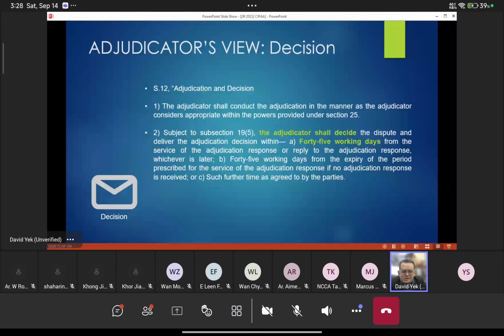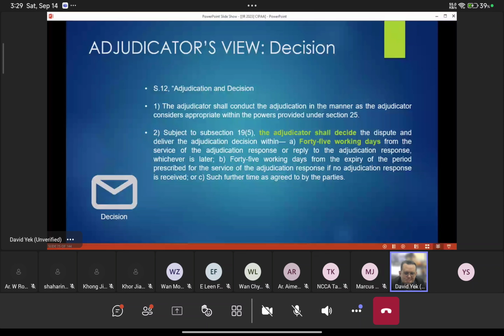So what is this adjudication and the decision? The adjudicator shall conduct the adjudication in a manner as the adjudicator considers appropriate and the powers provided under section 25. Then subject to this subsection, the adjudicator shall decide the dispute within 45 working days. What he wants to do with these 45 working days is entirely his problem.